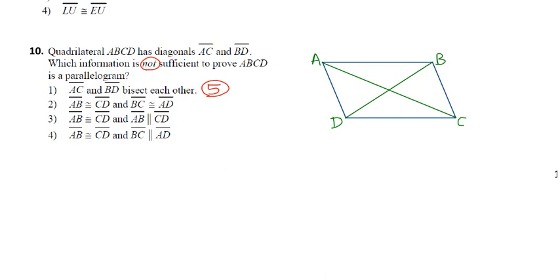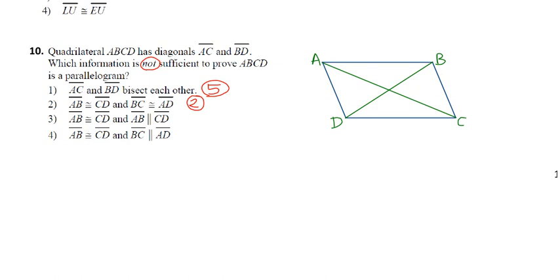Option number 2 says AB congruent to CD and BC congruent to AD. With number 2, we will have both pairs of opposite sides that are congruent, which is enough to say that it is a parallelogram. That will be our theorem number 2 from the table. So that is not our answer, because we're looking for the one that is not sufficient.